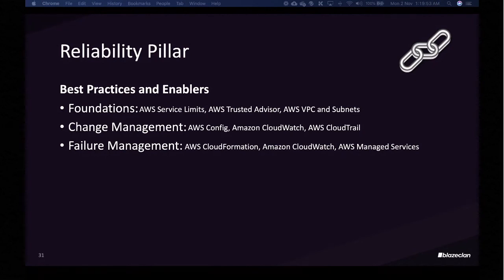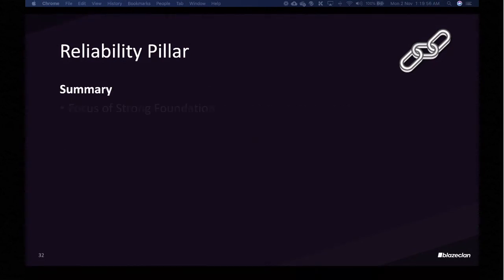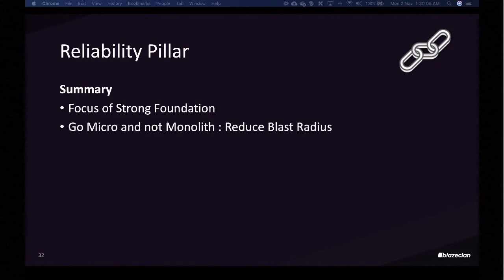So a quick summary of this reliability pillar that we just spoke about: focus on a strong foundation, be aware of what the limits are and where you can grow and what needs to be tackled. Next is go micro and not monolith, reduce your blast radius as much as possible to make your solution robust and reliable. Use managed services as much as possible. This helps you reduce operational costs and increase reliability. And always plan for failure, right? So that in case of failure, you are able to manage it. This is across all pillars as well, right?